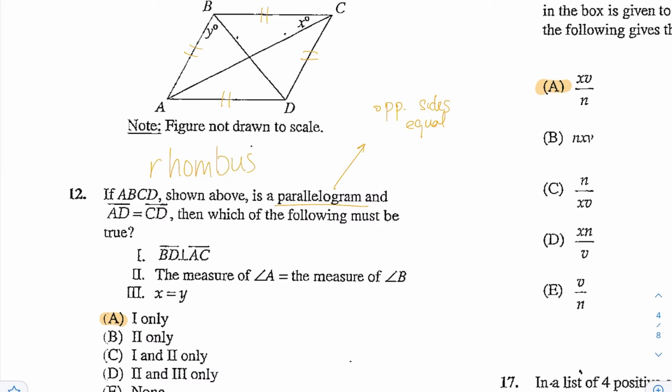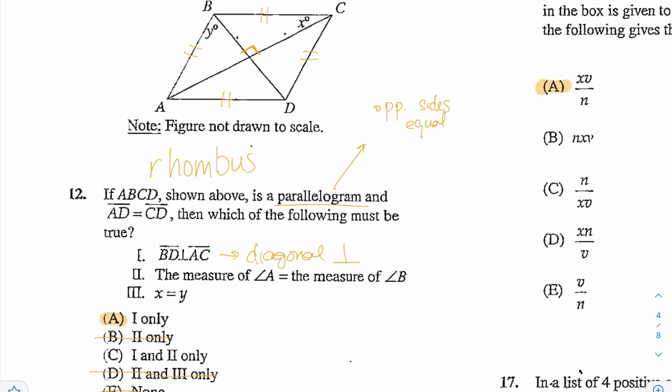And for a rhombus, the diagonals are perpendicular. So Roman numeral 1 has to be true. We can eliminate choice B and choice D because they don't have 1 in it. And we can eliminate none because it has to be 1.